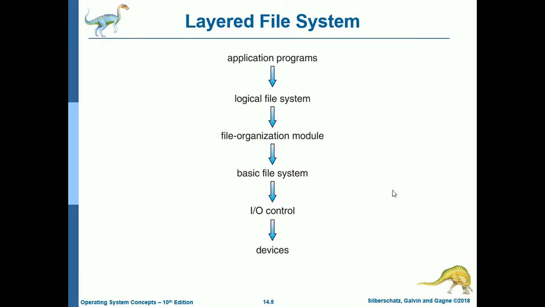So this is the layered file system. We have application programs, and under that we have the logical file system, and the next is the file organization module, and then we have the basic file system, I/O control, and devices. We as users only communicate with the application programs. Actually, we don't care about the logical file system, file organization module, basic file system, and the I/O control. It's like they are already working in the background. All we have to worry about is our application programs, how we interact and how we use the application programs installed in the computer.